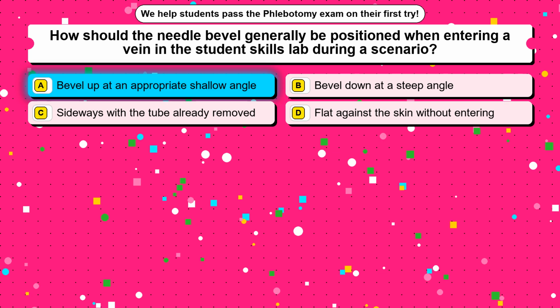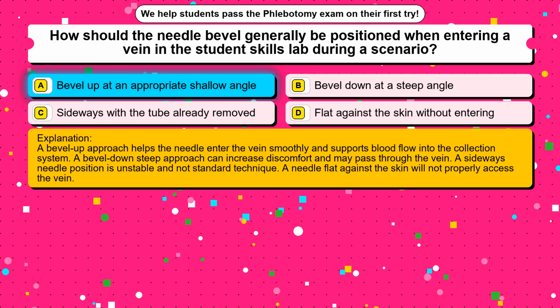The correct answer is option A. Bevel up at an appropriate shallow angle. A bevel up approach helps the needle enter the vein smoothly and supports blood flow into the collection system. A bevel down steep approach can increase discomfort and may pass through the vein. A sideways needle position is unstable and not standard technique. A needle flat against the skin will not properly access the vein.